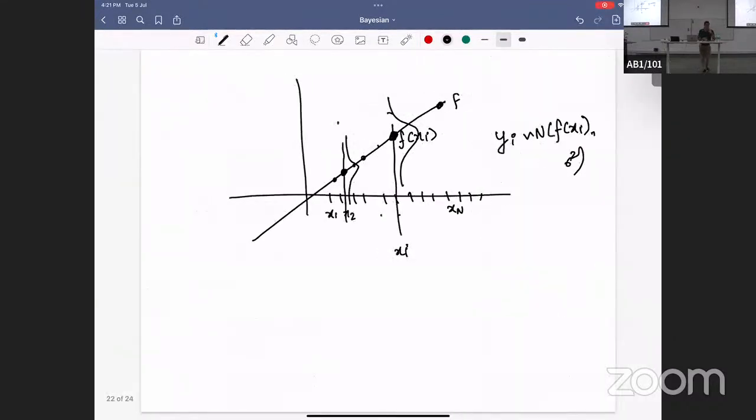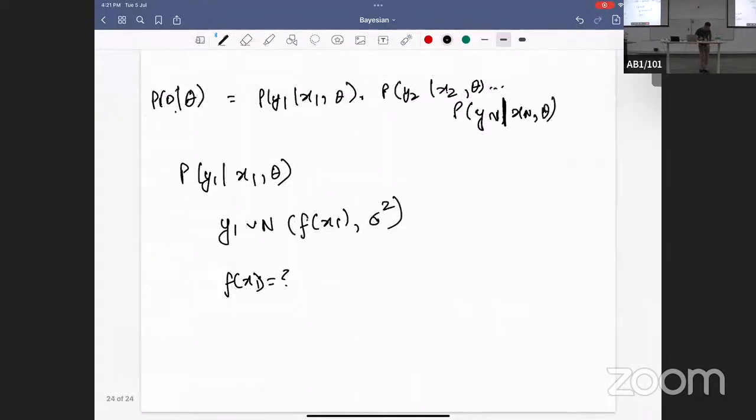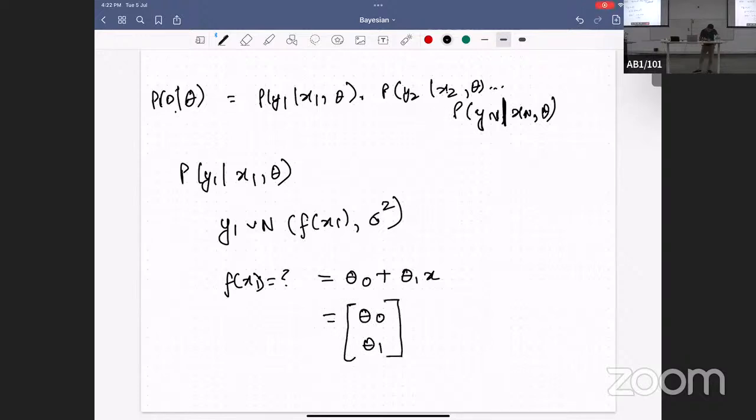What is f of x of 1? So f is a straight line, right? Because it's linear regression. So what is the expression for f of x1? It's theta naught plus theta 1 into x, right? In general, did Ashish discuss adding an extra column of 1s to x? We did discuss, right? So I'm going to write this as theta naught, theta 1.